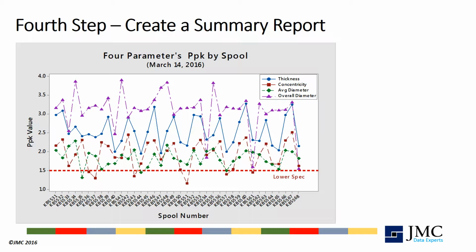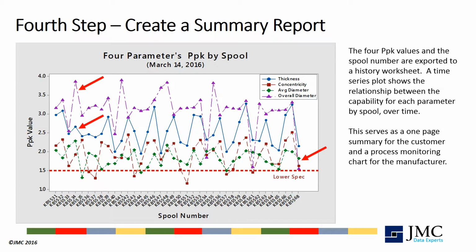The time series plot for 38 spools produced on one shift shown here indicates the best capability is seen for overall diameter and thickness, whereas average diameter and concentricity struggle to meet the internal specification of PPK equals 1.5 or higher. Roughly 500,000 rows of dimensional data are summarized on this single page. Since the spools are shown in chronological order, this plot can also be used internally to monitor the process.